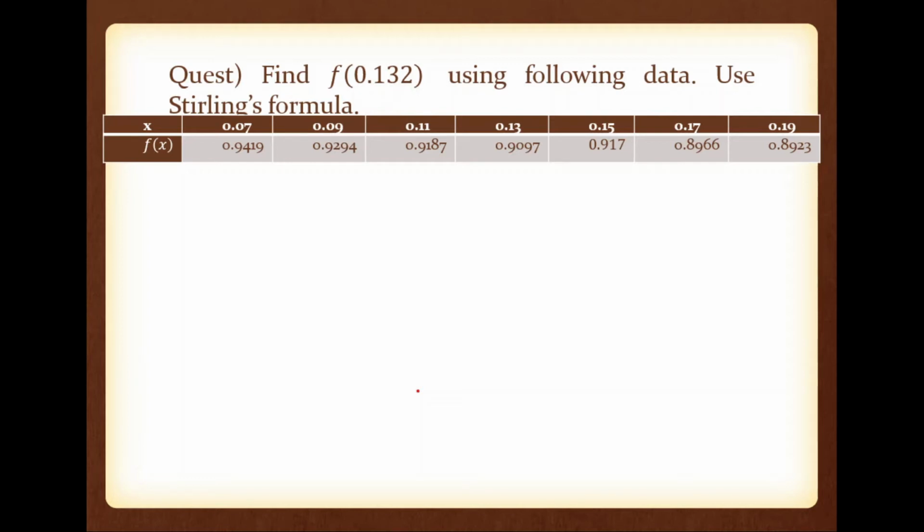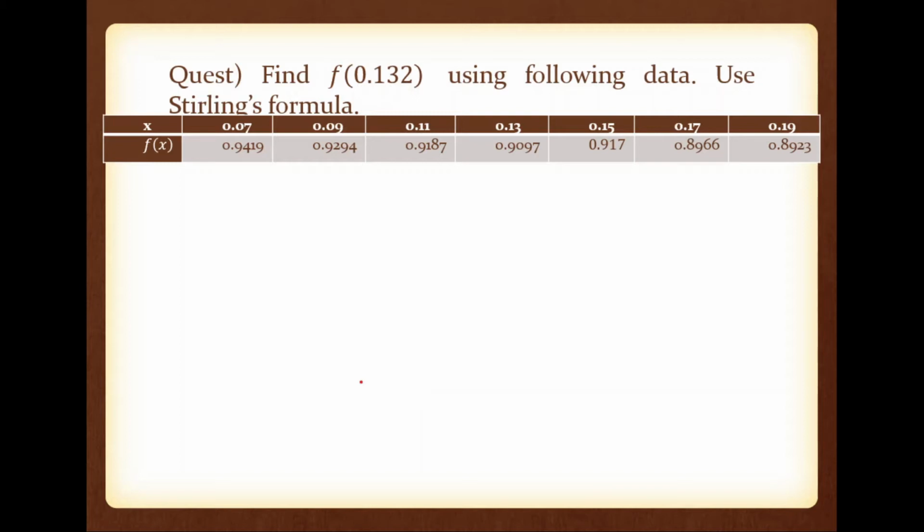Now we are discussing the question paper of the second series. The second question is: you are asked to find f of 0.132 using Stirling's formula with the given data.